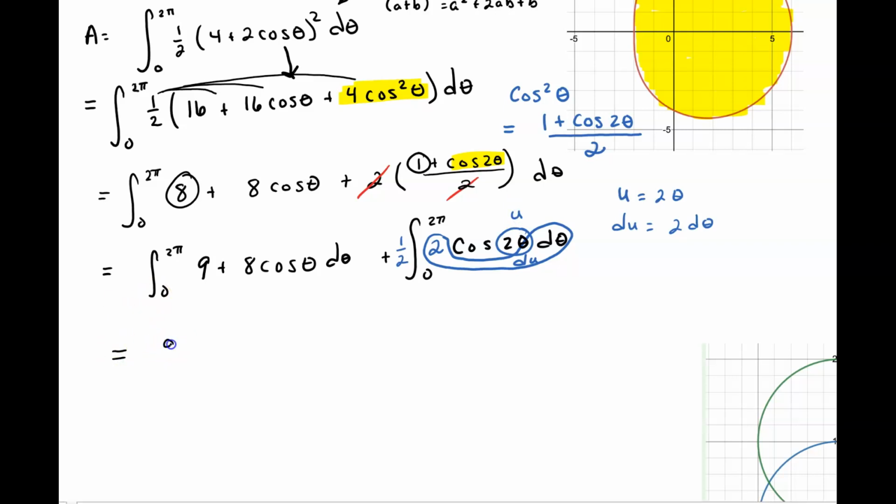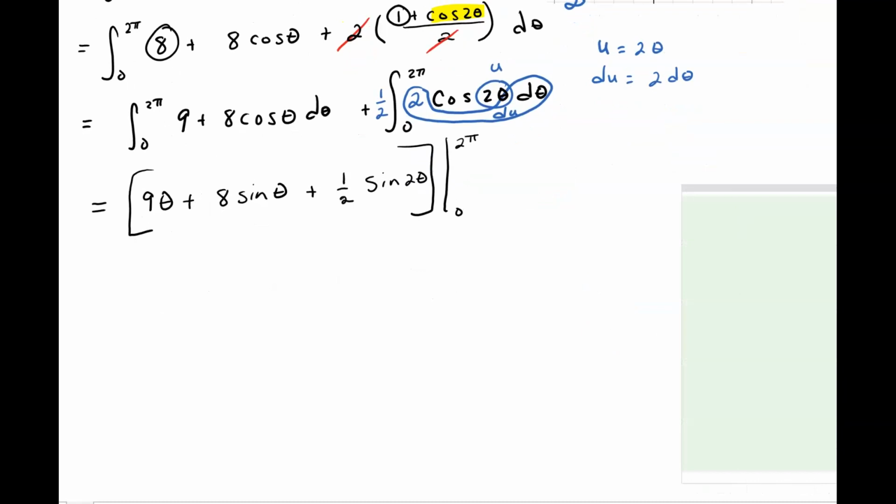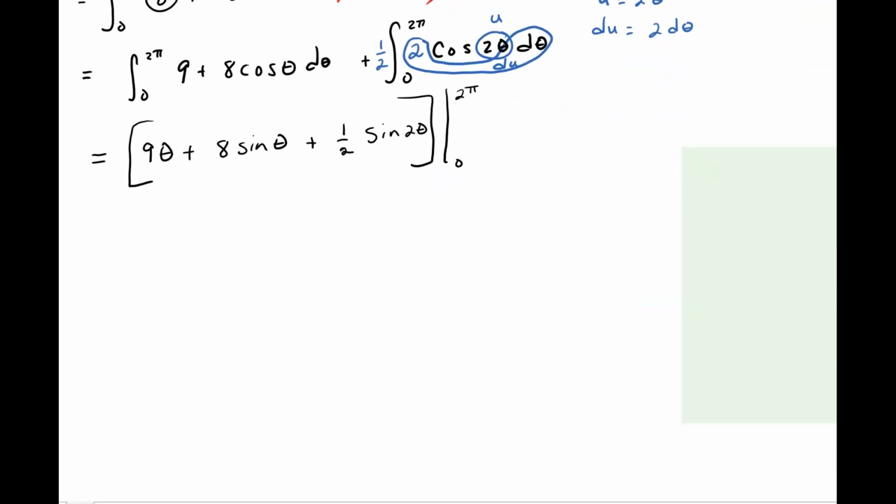So I'm going to get 9 theta plus, in this case, 8 sine of theta, plus it's going to be a 1/2. The integral of cosine, of course, is sine, so sine of u, but u is just 2 theta. And we've got that as our integral. Now we're going to evaluate it from 0 to 2 pi. All right, so we integrate that. We evaluate that. Let's move that to the side there. All right, and let's see what else we've got.